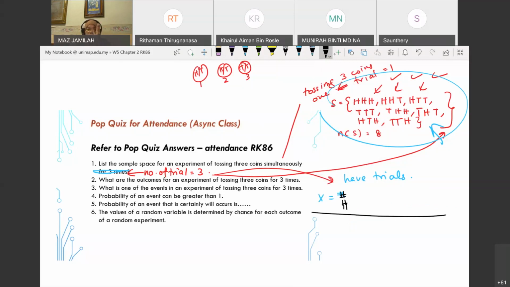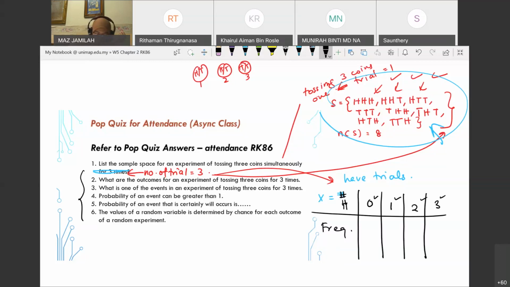Since we toss 3 times only, it's either no head at all, 1 head, 2 heads, or 3 heads, because we toss 3 times, right? So this will be reflecting the frequency of how this particular value occurs in your experiment. So I would like to reserve this for your discussion of 2.3, when we discuss specific probability distributions involving discrete and continuous probability distributions.